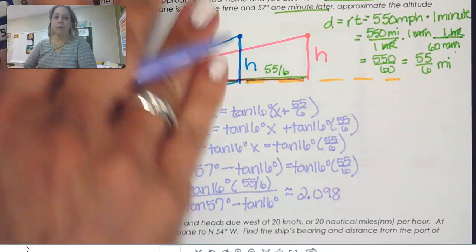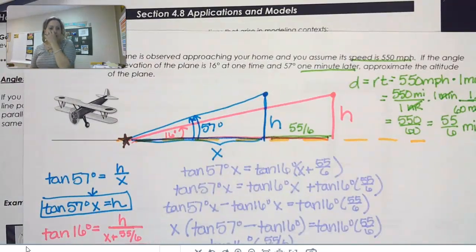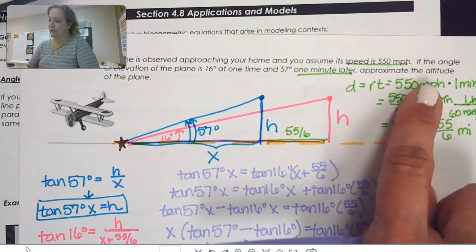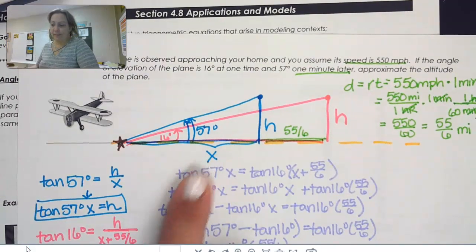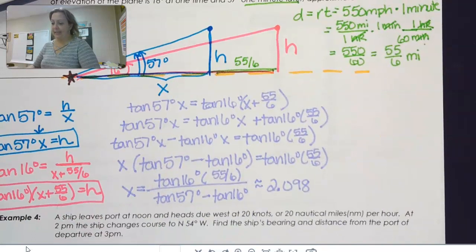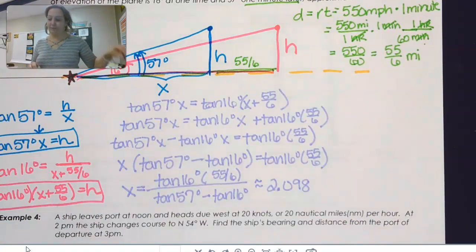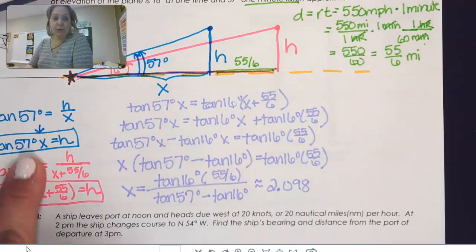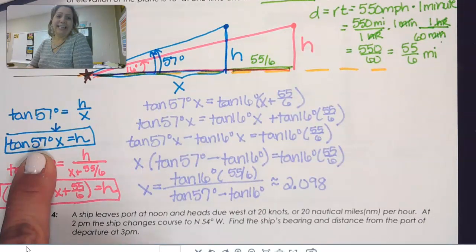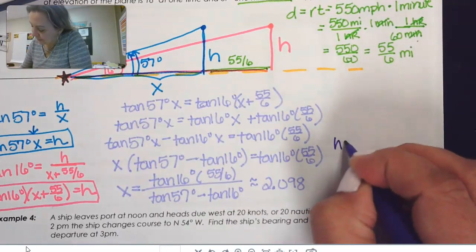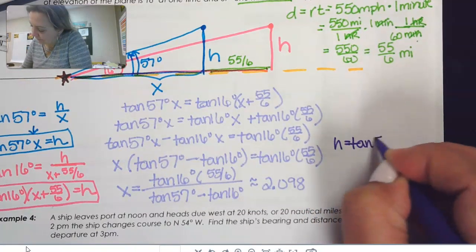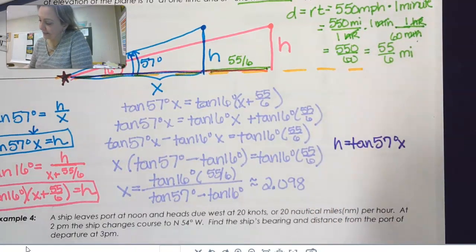because let's think about what we were looking for. This wanted the altitude of the plane. Well, x isn't the altitude of the plane. What's the altitude of the plane? H. So what we're going to want to do now is find what h is. Of these two expressions for h, I think this one's a little easier. So I'm going to use the fact that h equals the tangent of 57 degrees times x.